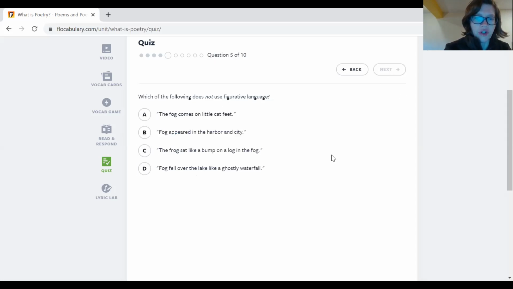Question 5. Which of the following does not use figurative language? A, the fog comes on little cat feet. B, fog appeared in the harbor and city. C, the frog sat like a bump on a log in the fog. D, fog fell over the lake like a ghostly waterfall. So you're choosing the one that does not use figurative language. It doesn't use personification or a metaphor or simile. It's just straightforward.